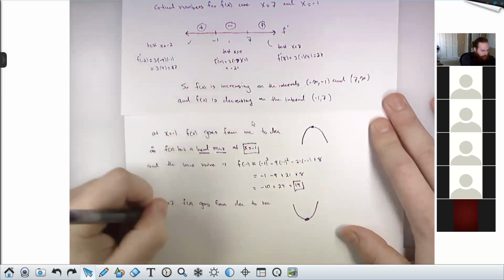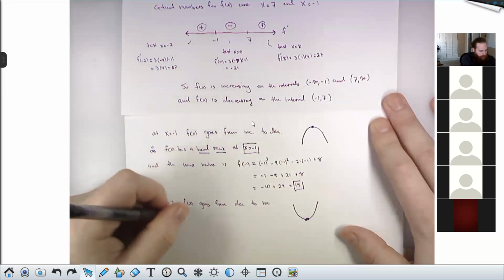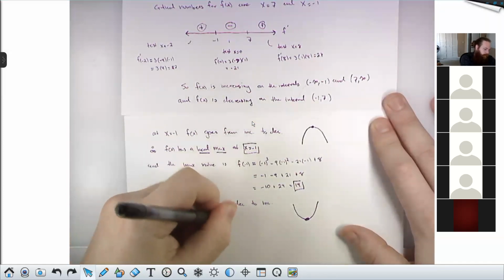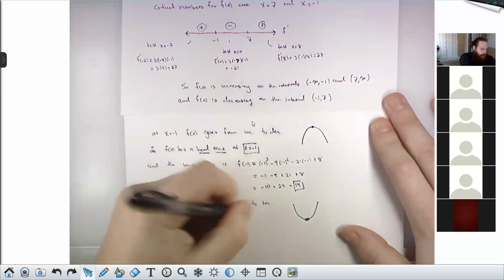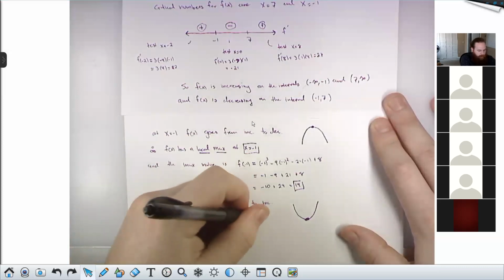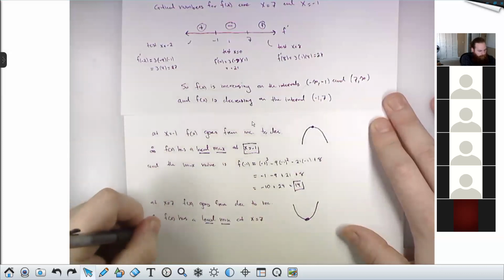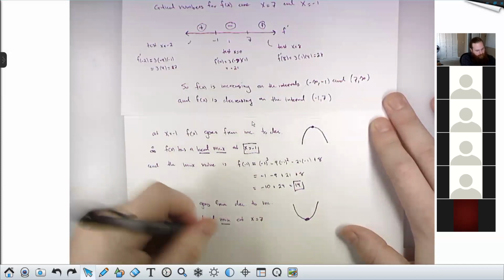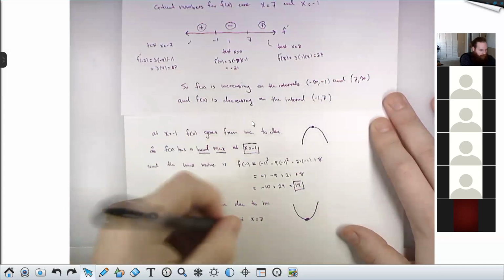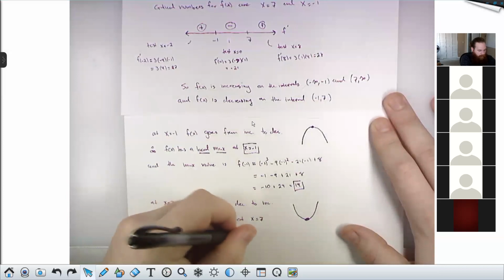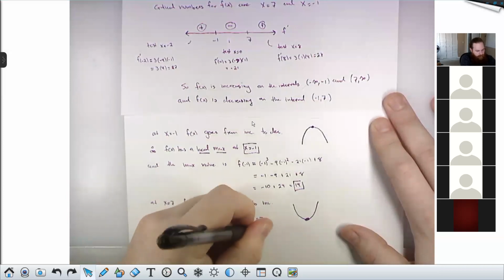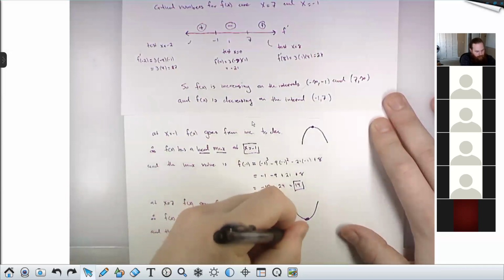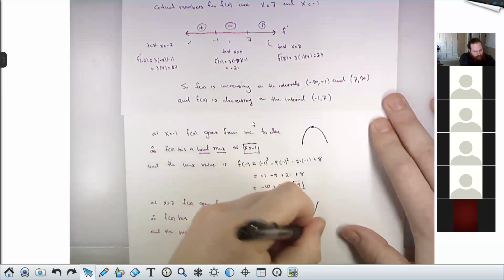So therefore, f of x has a local min at x equals 7. And the min value is f of 7, which is 7 cubed minus 9 times 7 squared minus 21 times 7 plus 8.